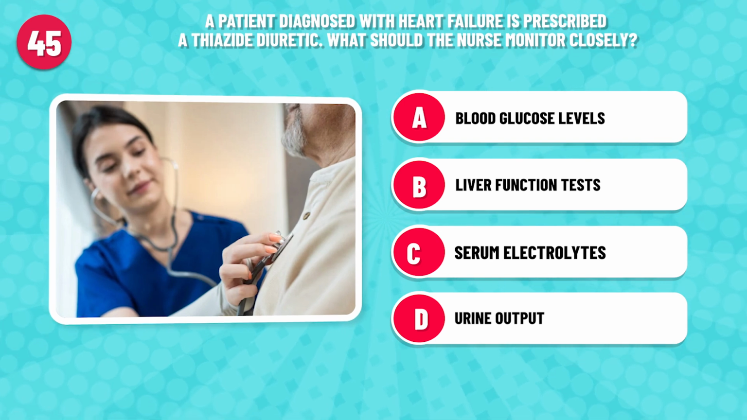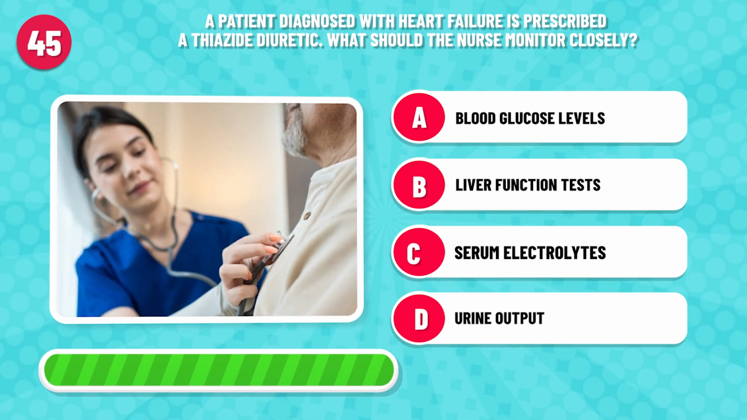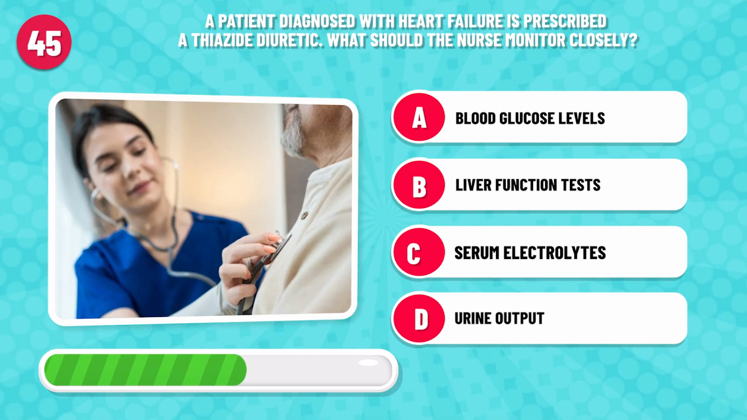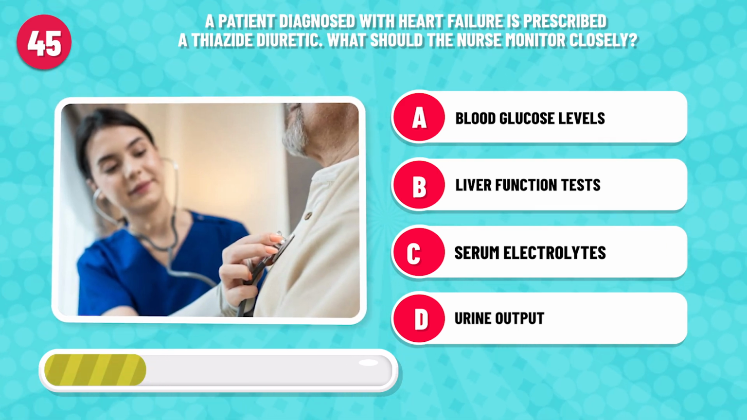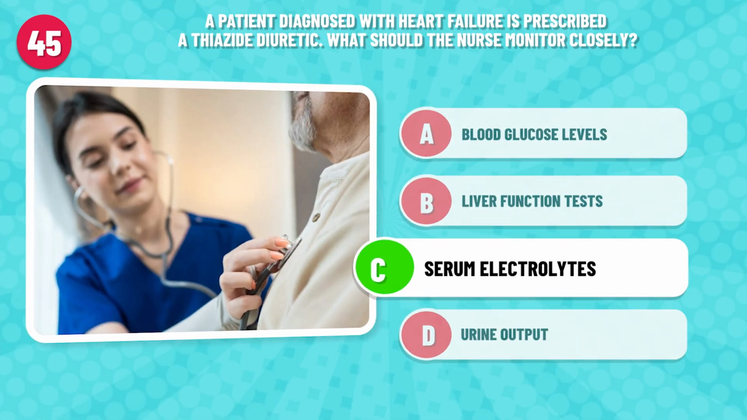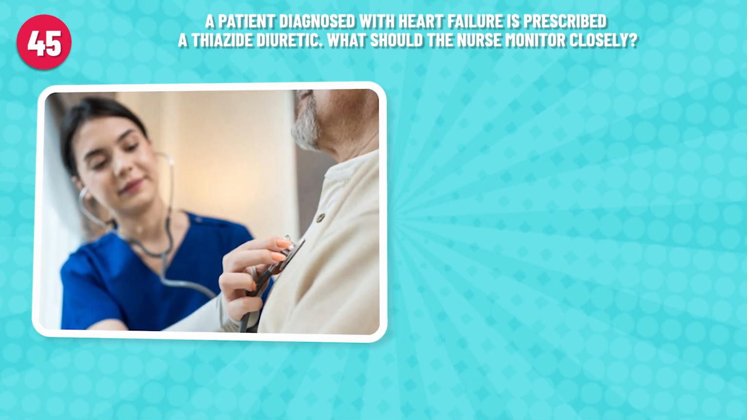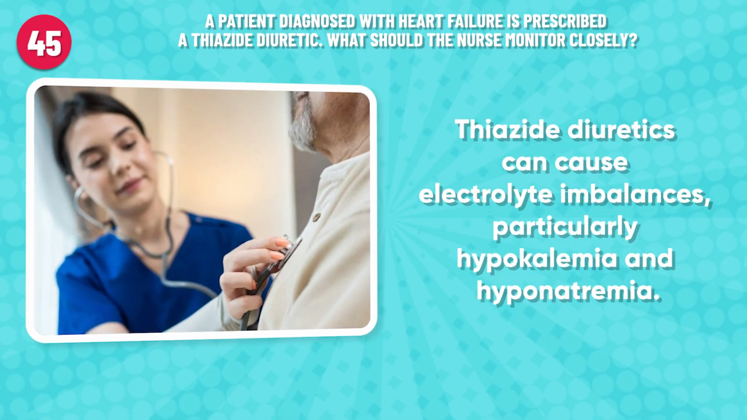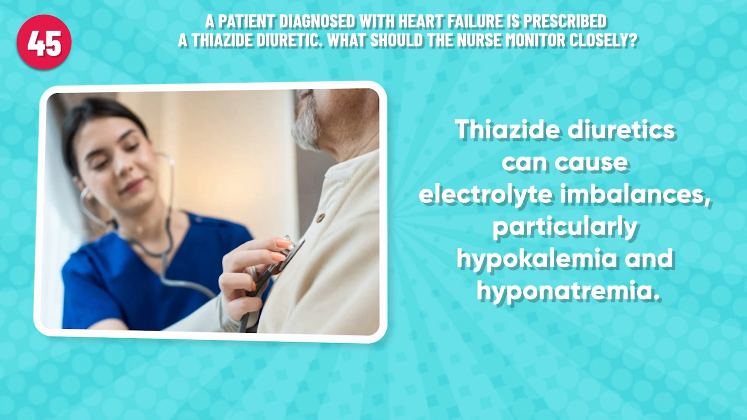A patient diagnosed with heart failure is prescribed a thiazide diuretic. What should the nurse monitor closely? It's C. Serum electrolytes. Thiazide diuretics can cause electrolyte imbalances, particularly hypokalemia and hyponatremia.